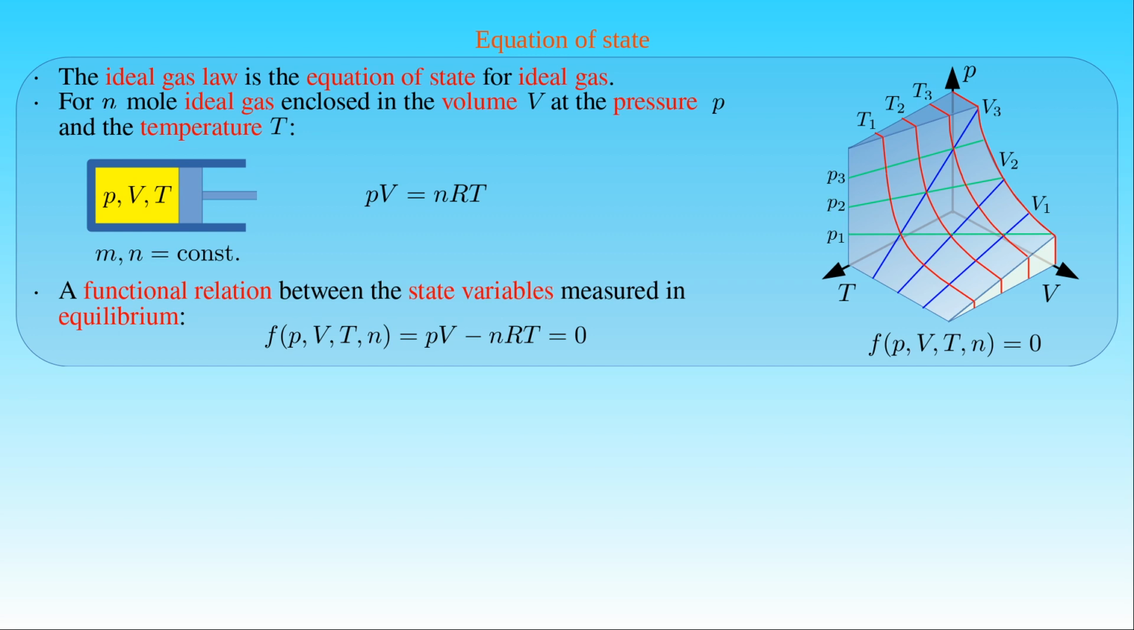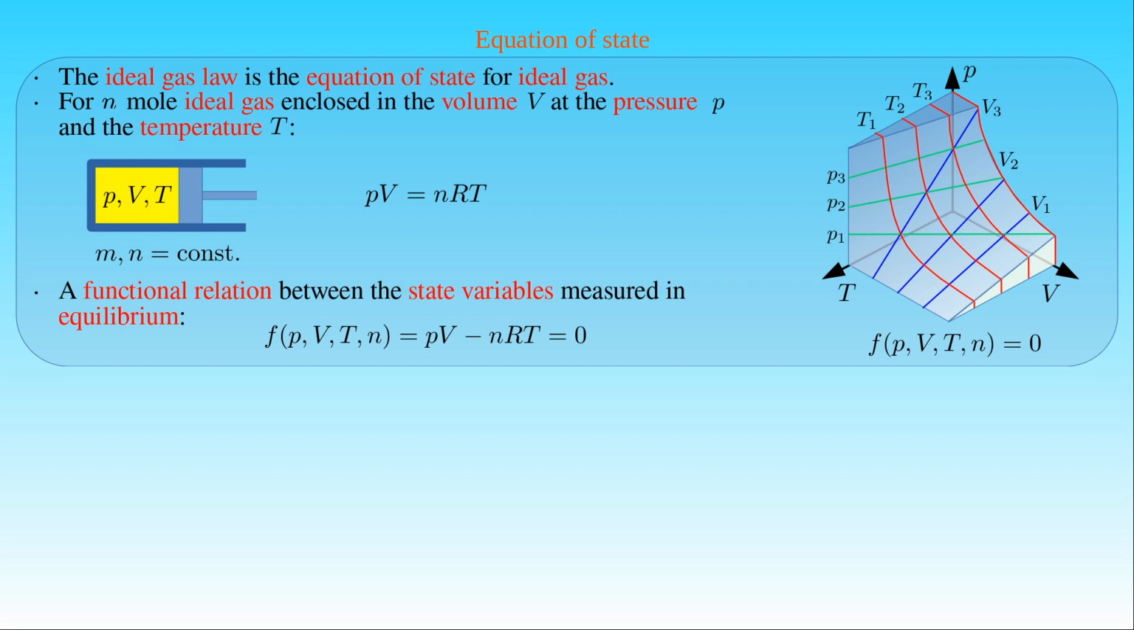This functional relationship is represented by a surface in this three-dimensional space, where the function f is equal to 0. The equation of state confines the possible states of an ideal gas on the surface in the state space spanned by the thermodynamic parameters pressure, volume and temperature. That is, the thermodynamic state of an ideal gas is always represented by a point on this surface. In any thermodynamic process, the initial and final states of an ideal gas are always on this surface, provided both of them are in thermodynamic equilibrium.